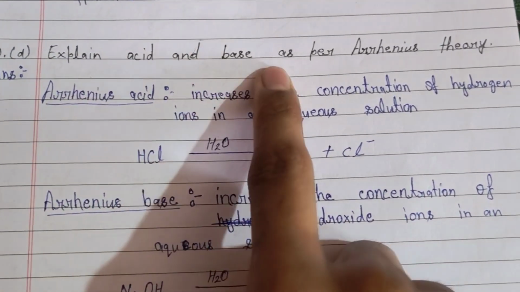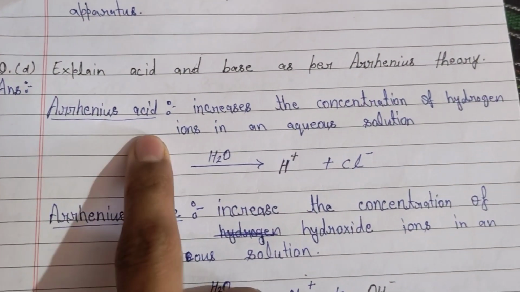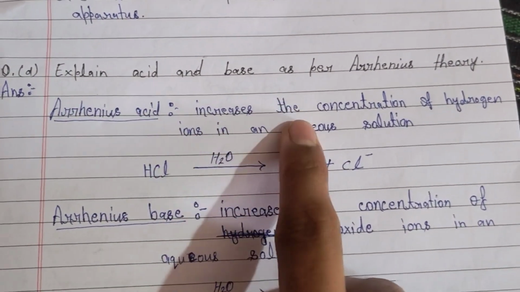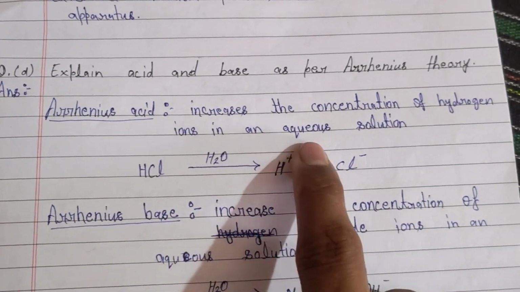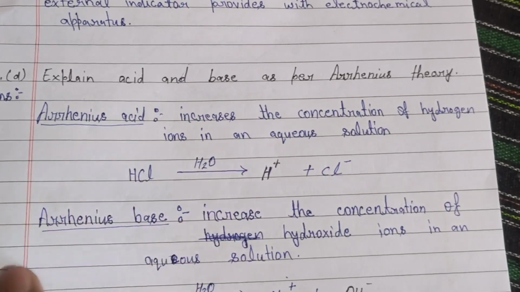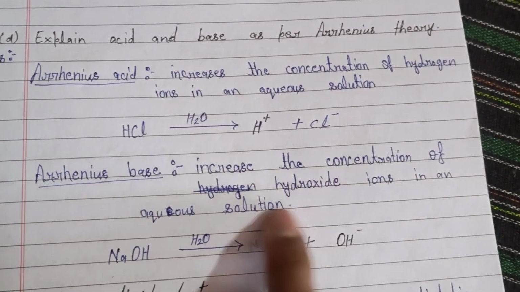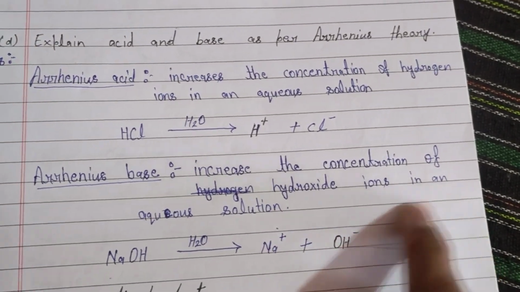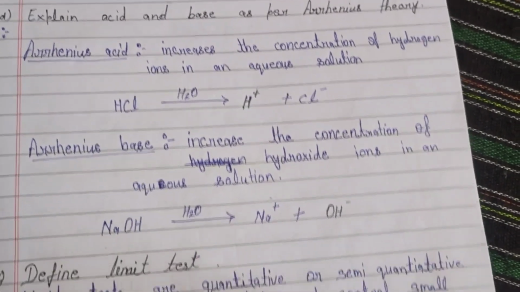Explain acid and base as per Arrhenius theory. An Arrhenius acid increases the concentration of hydrogen ions in an aqueous solution. An Arrhenius base increases the concentration of hydroxide ions in an aqueous solution.